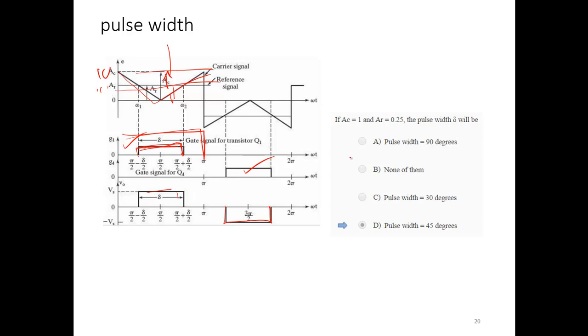That means if you have 25%, what will the pulse width be? 25% of 180 is 45 degrees. It will be 45 degrees, one fourth of 180. Okay, that's the right answer.